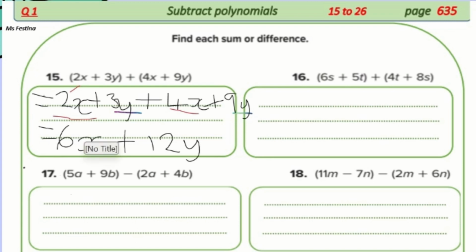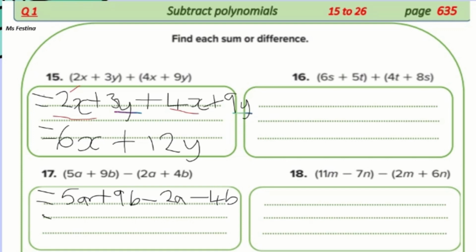Let us look at the number 17 that we have here. So here we do the same thing that we did. So we have 5a plus 9b. Now I have to multiply everything in brackets with the negative or the minus that is outside the bracket. So I will have minus 2a minus 4b, okay, because negative times positive gives you negative.